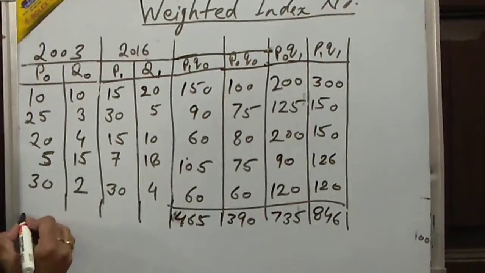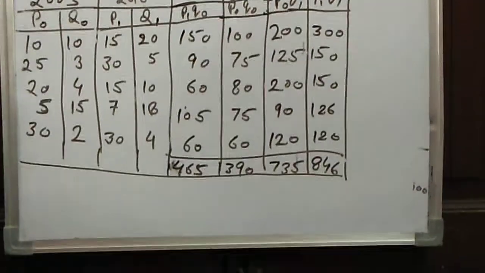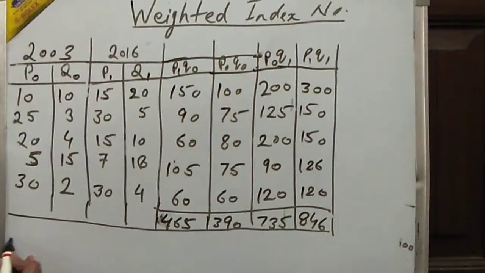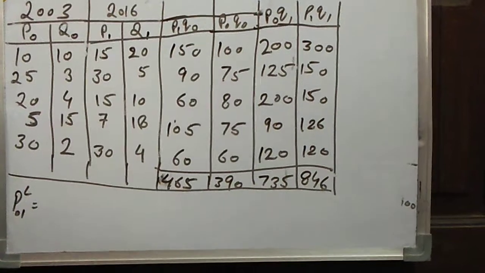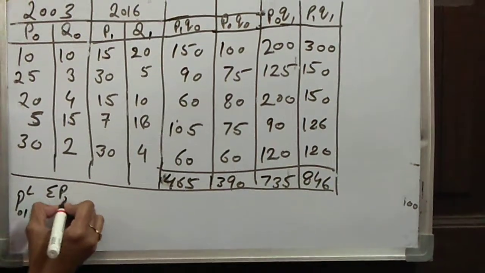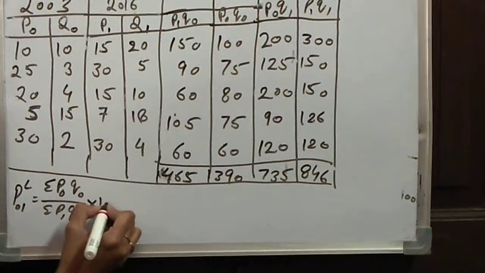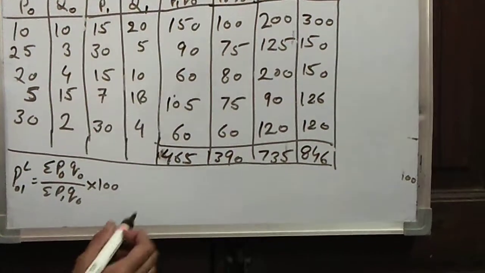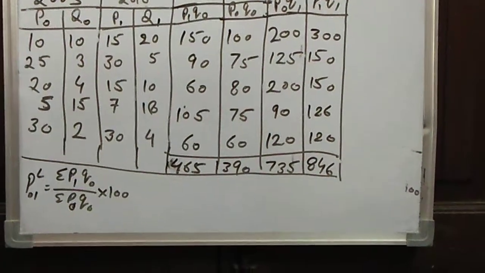Okay. Now this much calculation we have to do. Then we have to put the figures in the formulas. Starting with Laspeyres, it is sigma P1 Q naught upon sigma P naught Q naught into 100.